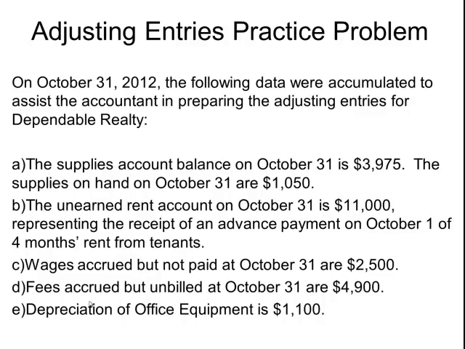The supplies account balance on October 31st is $3,975. However, the supplies on hand are $1,050. So if we do not update this account, our balance on our balance sheet for supplies would be $3,975, and that's incorrect. We can't report that because that's not what we actually have. We only have $1,050 left. So we need to do an adjusting entry.